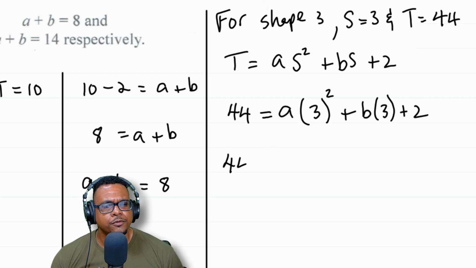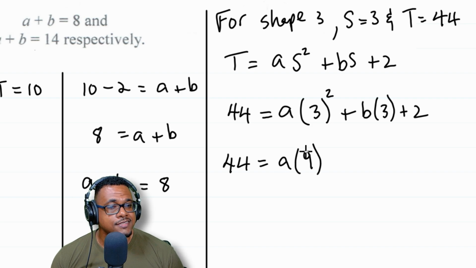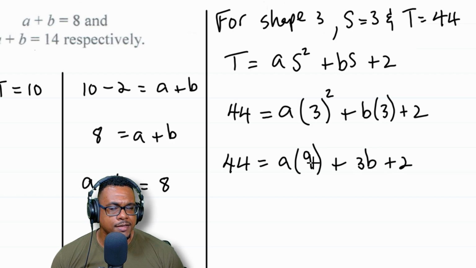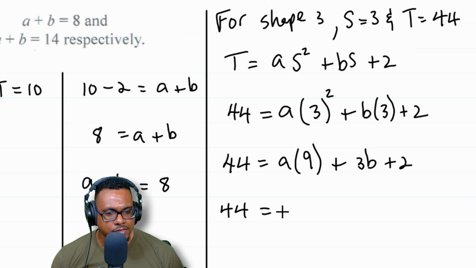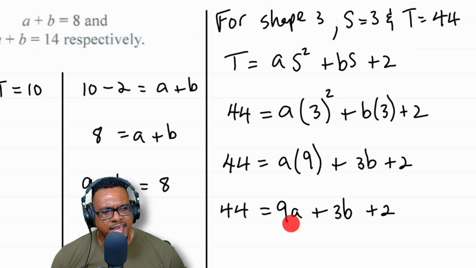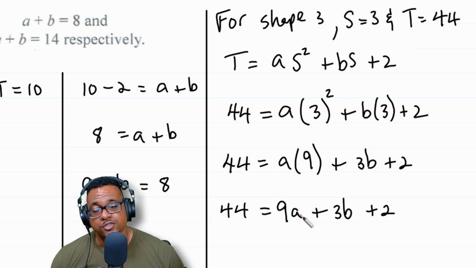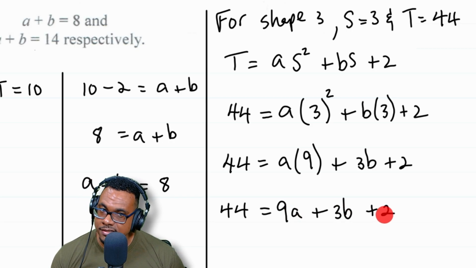So now we have 44 is equal to A times 3 squared, which is 9, so this is A and this is 9, plus B times 3 is 3B, plus 2. Now A times 9 is just 9A. So I'll have 44 is equal to 9A plus 3B plus 2. Remember, terms are separated by plus or minus signs, so 9A is a term, 3B is the next term, and this 2 is the next term.